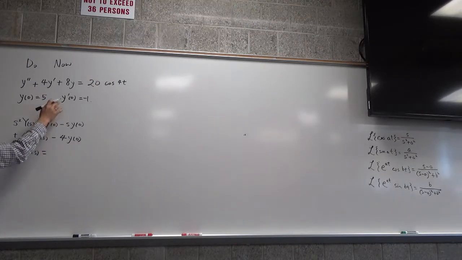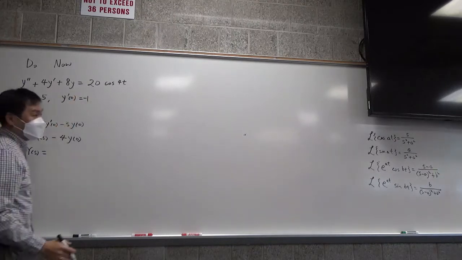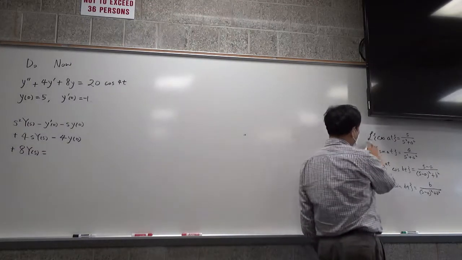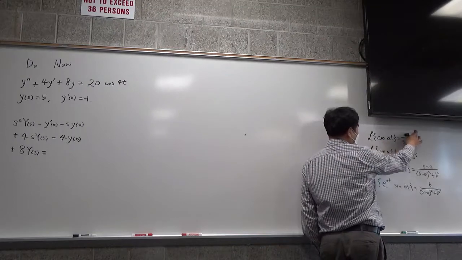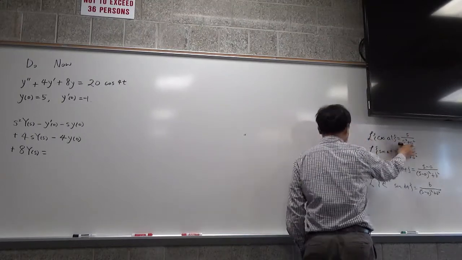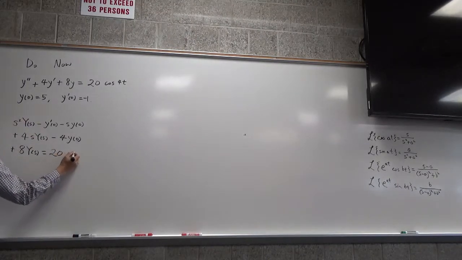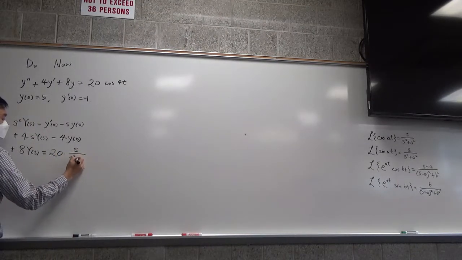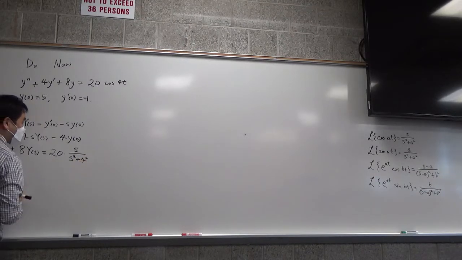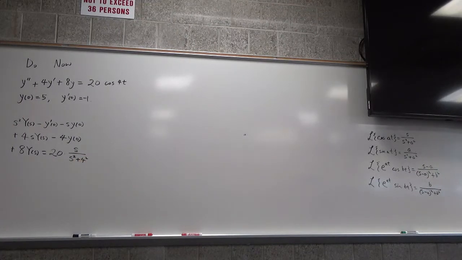And on the other side, you get 20 cosine 4t, and if we use this formula, Laplace transform of cosine at is s over s squared plus a squared, with a being 4. The right side will be 20 times s over s squared plus 4 squared. And then you want to plug in the values. Y prime of 0 is -1, so -1 goes here. Y0 is 5.